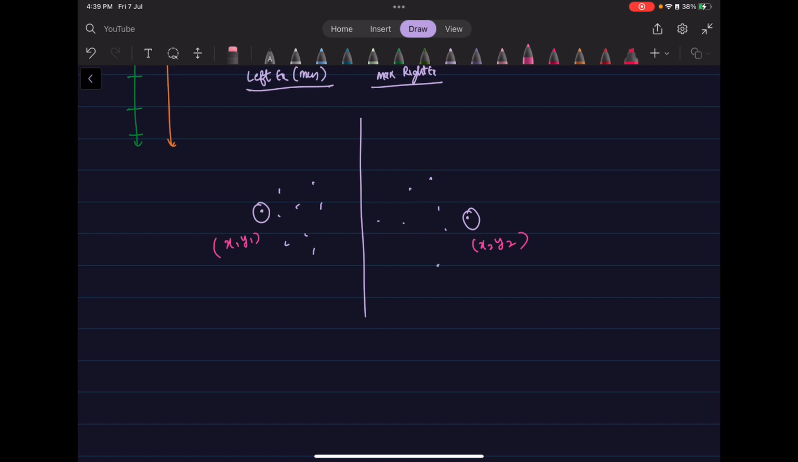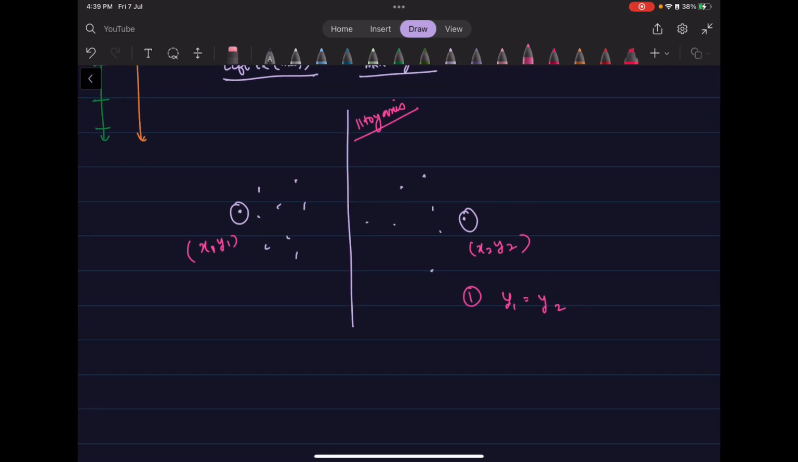So this is a line parallel to the y-axis, some line parallel to the y-axis, right? So the first criteria for both of them to be mirror images is y1 equal to y2. This is the first criteria. There is no second criteria right now. Just see, these 2 points are mirror images. I'm saying these are mirror images, so I can say that the y coordinates are the same. So it's some x1 comma y and x2 comma y.